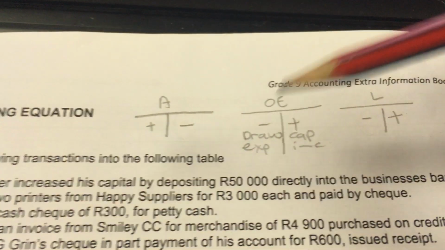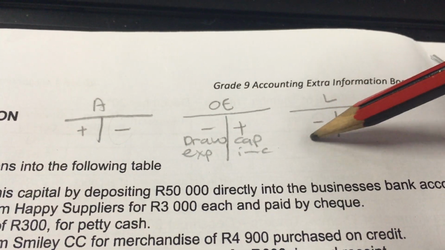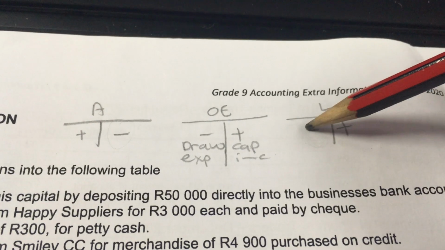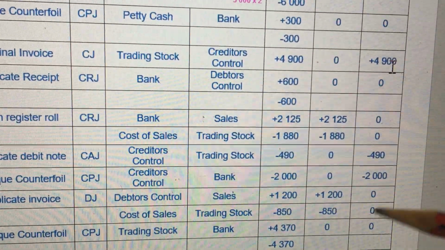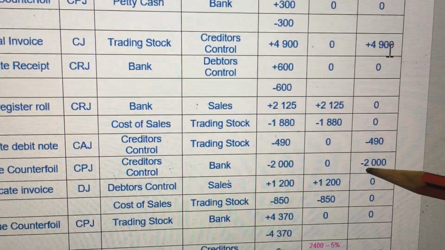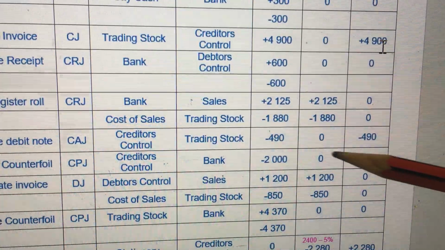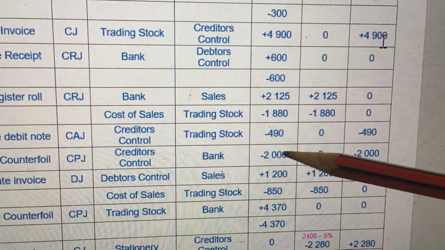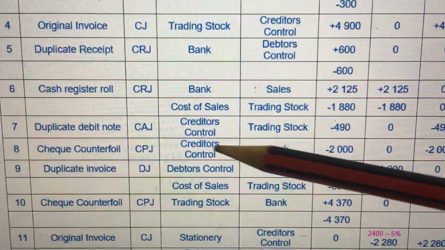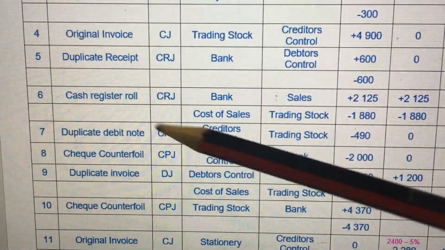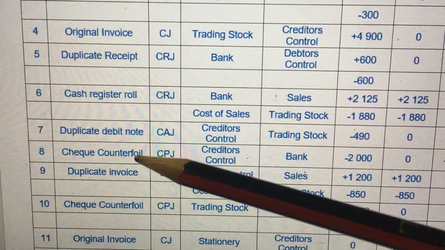And I owe the creditors less money because I'm paying them back. Because I owe them less money, I'm going to debit creditors control. Creditors control is a liability, so it will go minus under my liability. So negative 2,000 plus 0 equals negative 2,000. Now with this, I made a payment. So that's going to go through my cash payments journal, and it's going to be a check counterfoil.